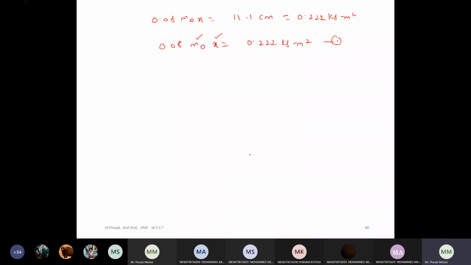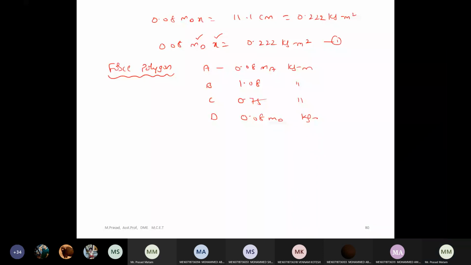Now let me go for the force polygon. Let's keep as it is this diagram. Now let us draw force polygon. So before going to force polygon, let us write the data. What is available for force polygon for plane A, B, C, and D. For plane A, 0.08 MA kg meter. For B, it is 1.08 kg meter. For C, 0.75 kg meter. And for D, it is 0.08 into MD kg meter.